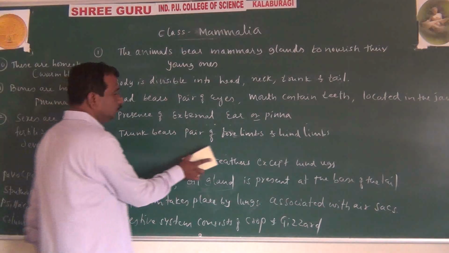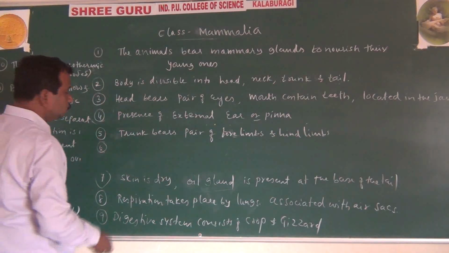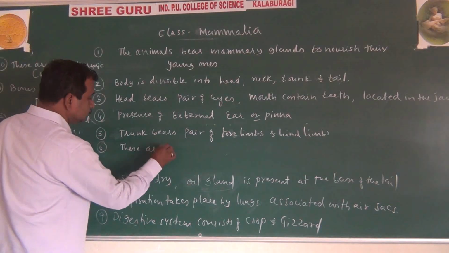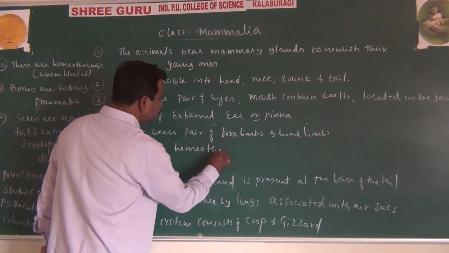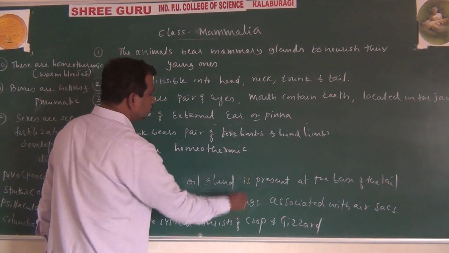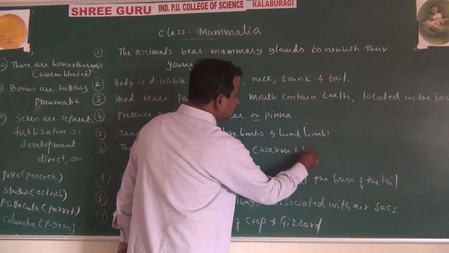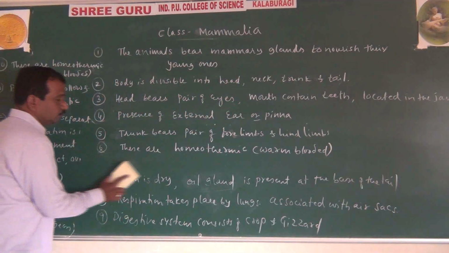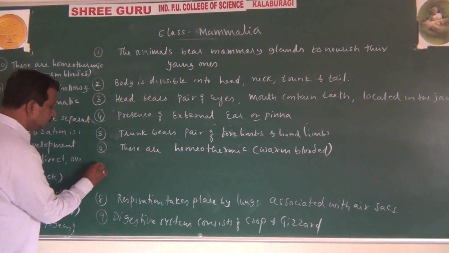Next, the sixth one. You can see that these are mammals. These are homeothermic or warm blooded. These are homeothermic or warm blooded.